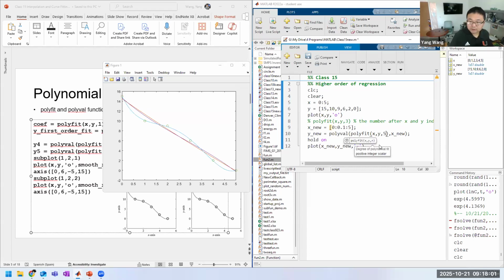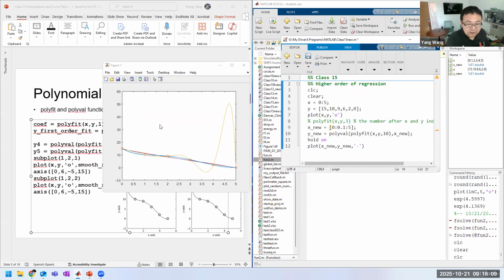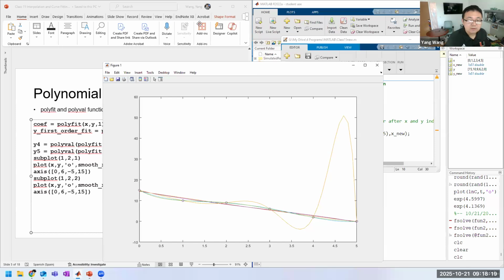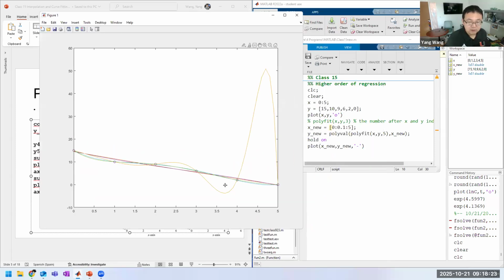You can try fifth order, right? So it's fitting the data even better. And actually, you can try tenth order. Let me see. Yeah, the tenth order is going to give you some strange shapes. Okay, so let's see. Fifth order is still fine, right? So this is basically the issue, because if you do tenth order, there can be a lot of fluctuations that are not controlled.